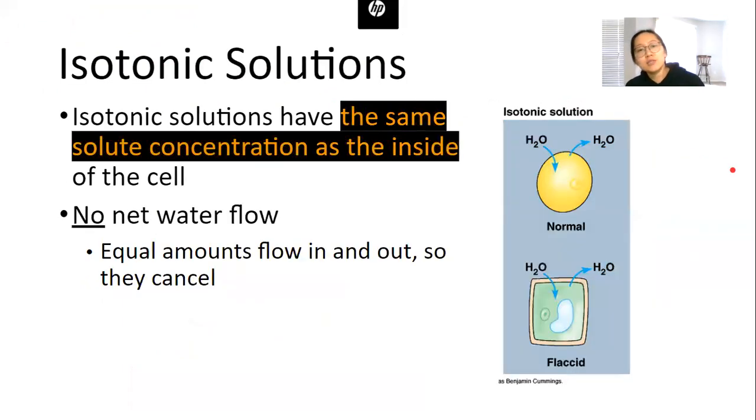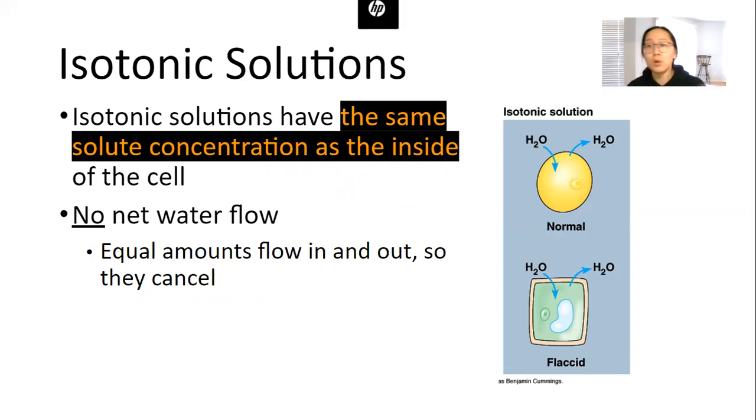An isotonic solution means, well, iso means the same. If you ever looked at an isosceles triangle, it's a triangle that has two sides that are the same length. And iso basically means that the inside solution and the outside solution have the same concentration. That means the net water movement is going to be 0, but it doesn't mean water is not moving. It just means that water is moving in and out of the cell at the same amount.